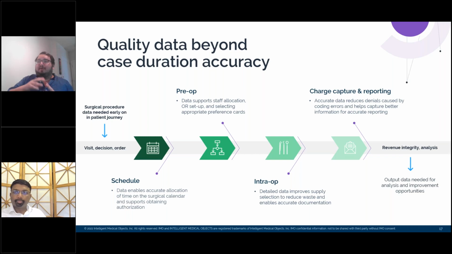So I'm now going to turn it over to my buddy Vic from Caresyntax. He's going to dive a little bit deeper into some of the data throughout the rest of the surgical process. So Vic, I'm going to send it your way.